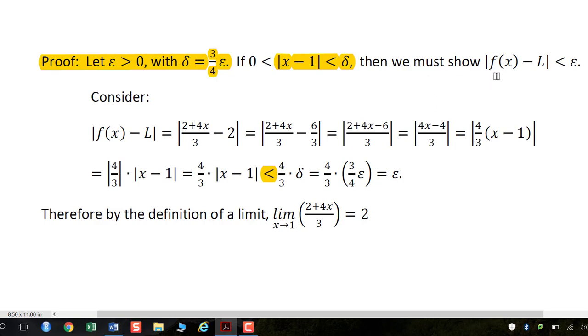We must show that the absolute value of f of x minus L is less than epsilon. The absolute value of f of x minus L is less than epsilon. Therefore, by the precise definition of a limit, the limit as x approaches 1 of (2 plus 4x) over 3 equals 2.